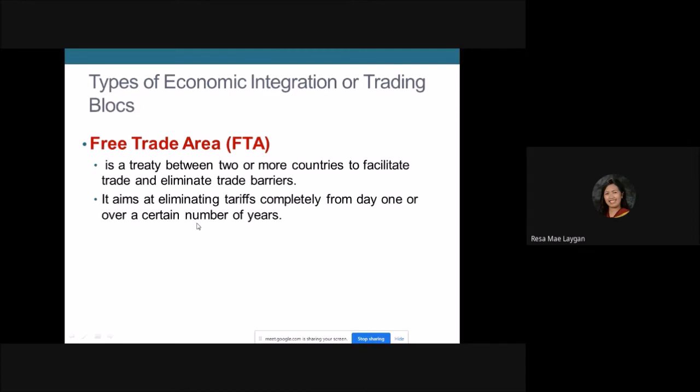So for example, we have here the European Free Trade Association or EFTA, and we have also the ASEAN Free Trade Area and even NAFTA, the North American Free Trade Agreement. So for example, in ASEAN, if we are going to trade with ASEAN countries, we have no tariffs. So that's how it is, because that is part of the free trade area.